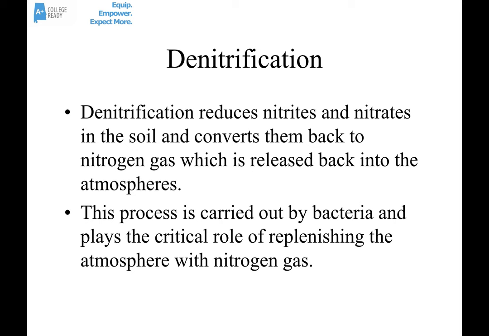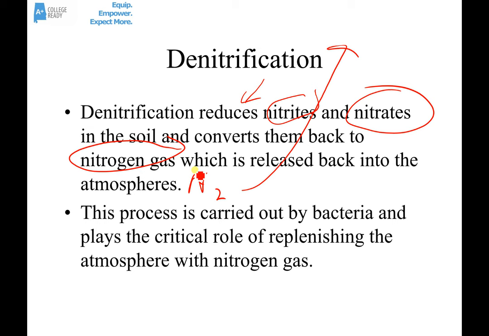Finally, denitrification reduces. Here we don't mean like lowers the amount. Here we mean adds electrons to nitrates and nitrites in the soil and ultimately converts those back into nitrogen gas, which goes back up into the air and starts the process over again.